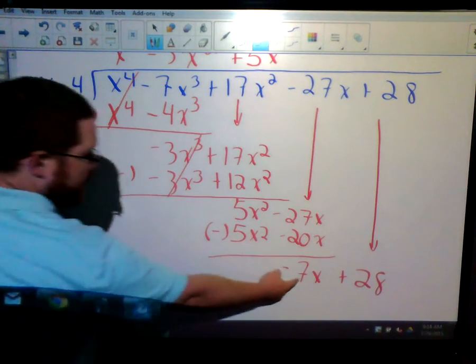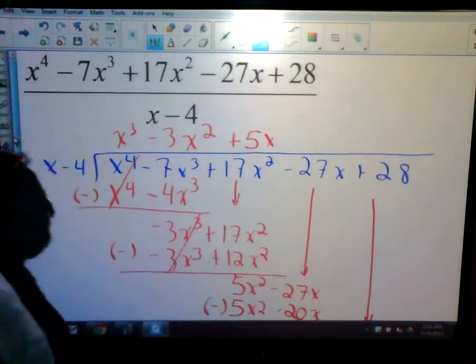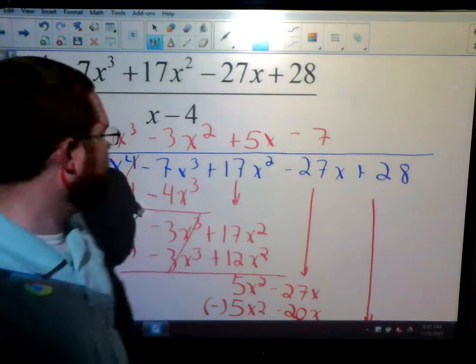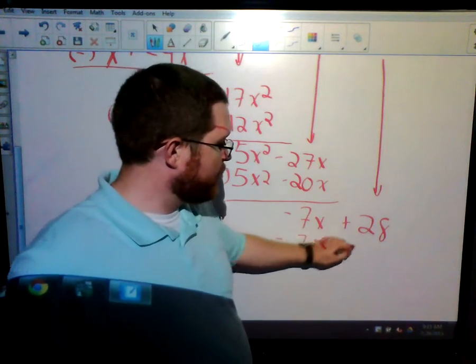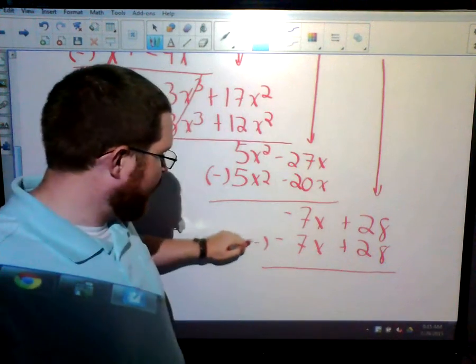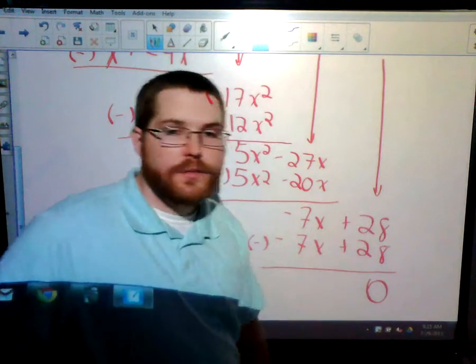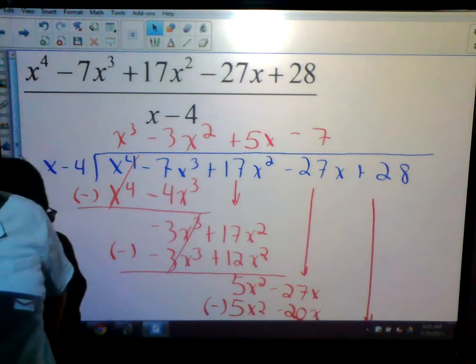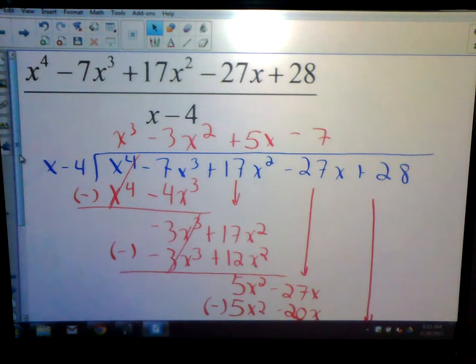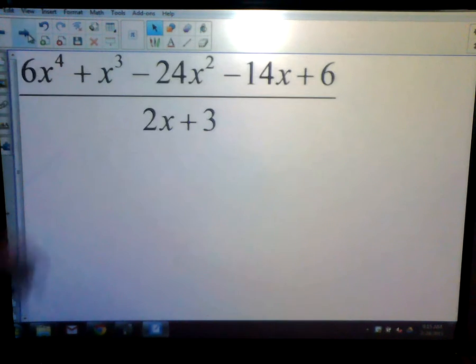What's negative 7x divided by x? It's negative 7. Multiply down. I get negative 7x plus 28. Subtract. And I get 0 with nothing else to bring down. So there's no remainder here. What's my answer to this problem? X cubed minus 3x squared plus 5x minus 7. That's called long division. Polynomial long division. Let's try another one.